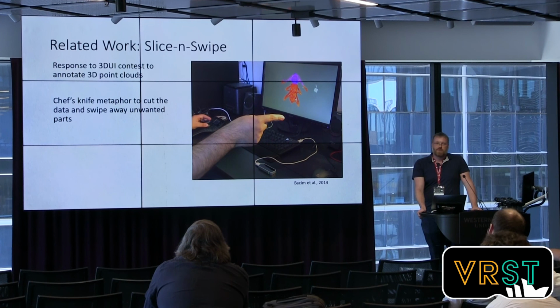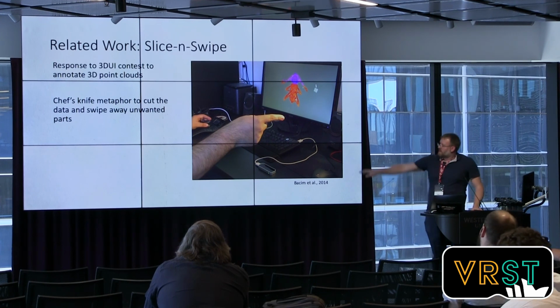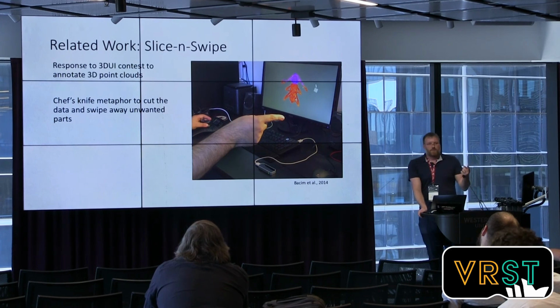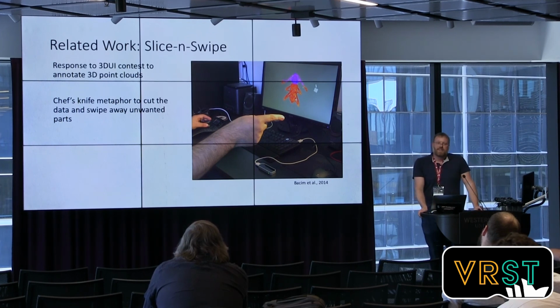And so the way that this particular technique works is using the Leap Motion controller, you can see on the desk there. The user would use their finger like a chef's knife metaphor, essentially cutting the data. So a quick slicing action would create a slicing plane through the data. And then by swiping perpendicularly to that initial cutting plane, you would essentially sweep the data away in the direction of your swipe. And so by making repeated cuts and then swiping away the data, you could narrow down to a region of interest.